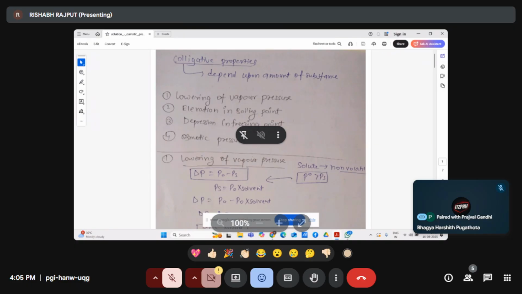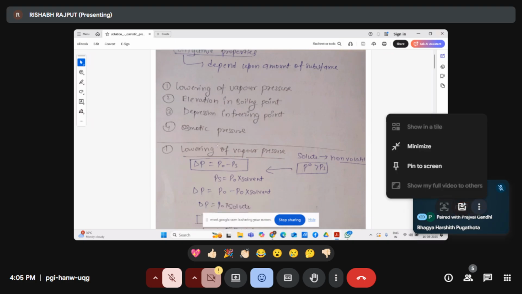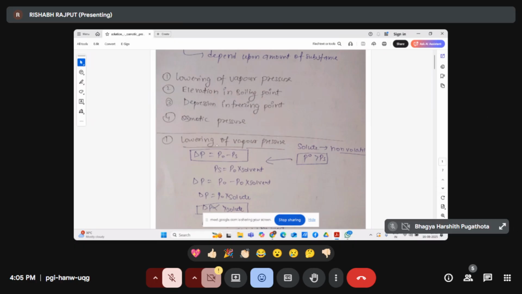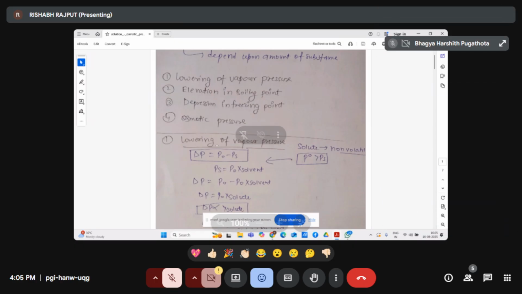In the last two classes, we were studying colligative properties. In the last class, I completed the first two topics, vapor pressure lowering and elevation of boiling point. Today is just a revision for 1, 2 minutes of these first two properties. Then we will focus on numericals. Then we will go to the next topics.